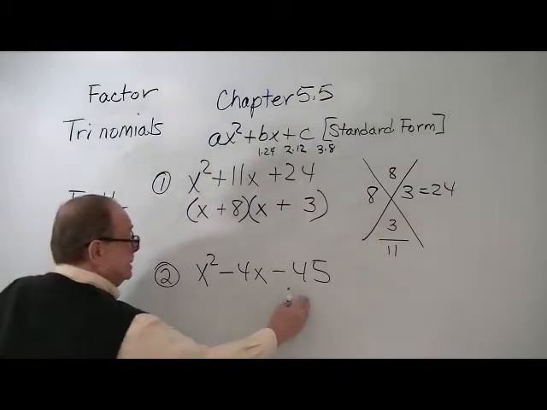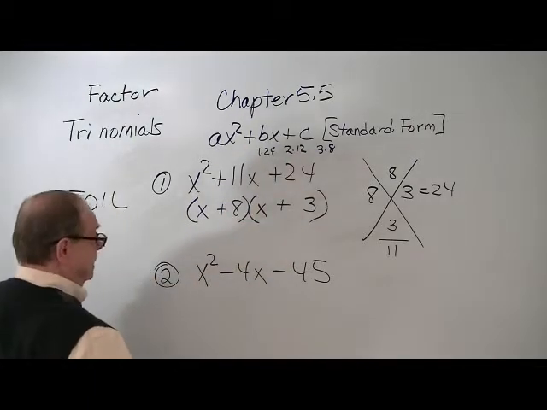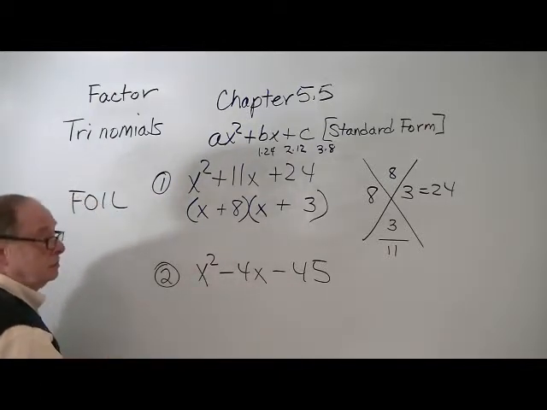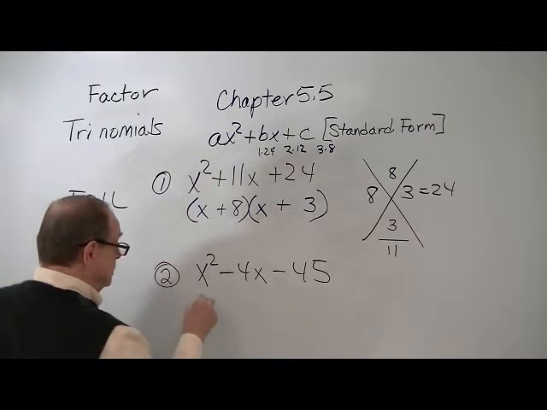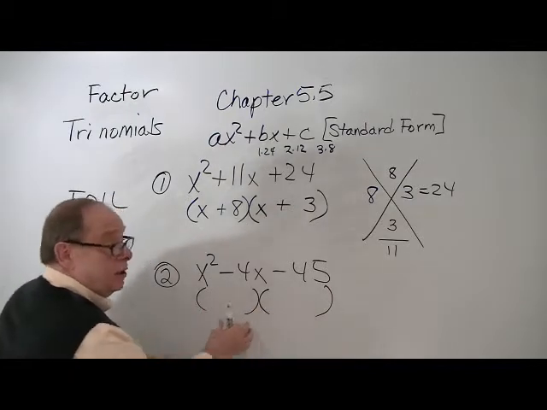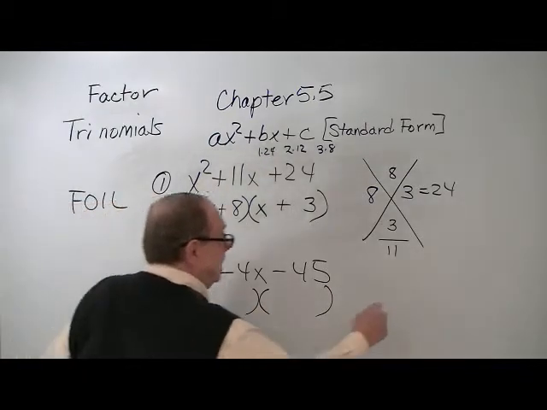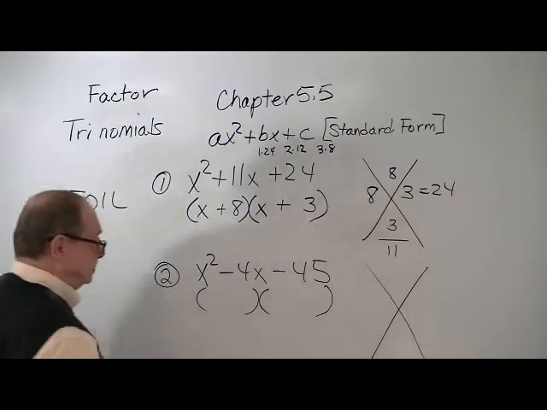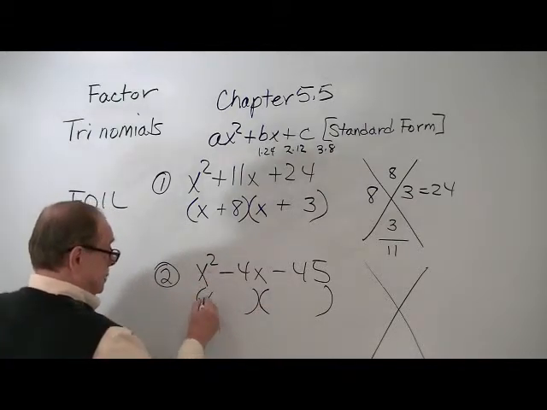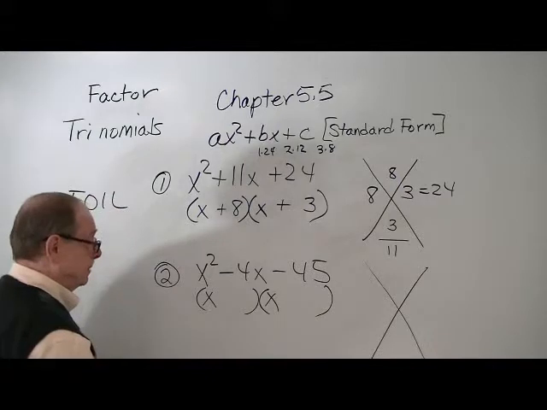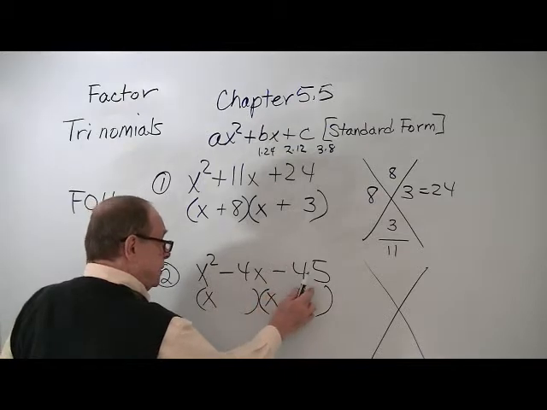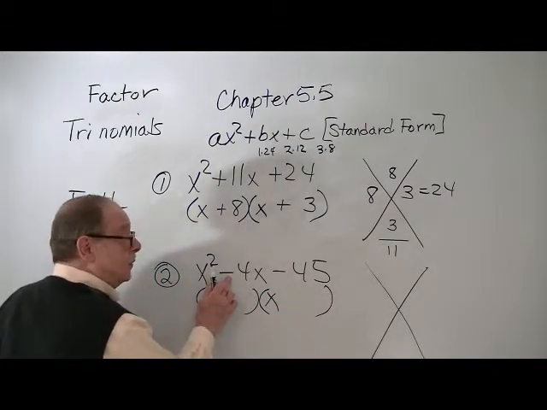Okay, step 1, is it in standard form? Yes. Are there any common factors that we could factor out? No. So the next step is to put 2 sets of parentheses where we're going to try to get binomial factors. And again, we could use this technique. So we know that here, the only thing we can have is x times x. And now we go 45. Now remember, this is a negative 45. And this is a negative 4.